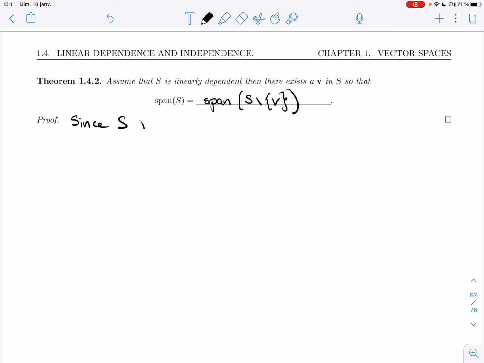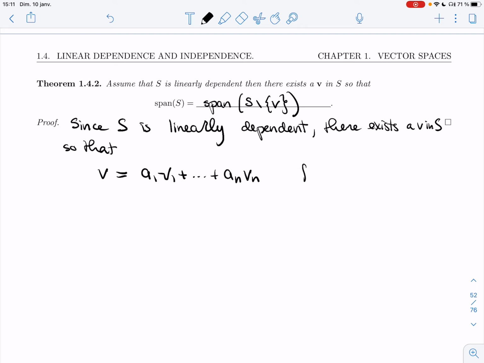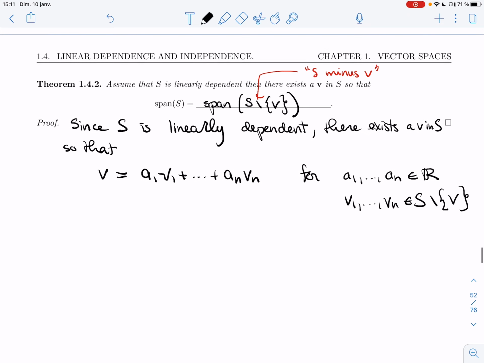Since S is linearly dependent, there exists a V in S so that V can be written as a linear combination of other elements of S. So a1, ..., an in R, v1, ..., vn in S, but not V, so S minus V. Right, so again, let me just make sure this is clear. This is S minus V, so all the elements of S except for V. All right, but that means that V is in the span of S minus V.